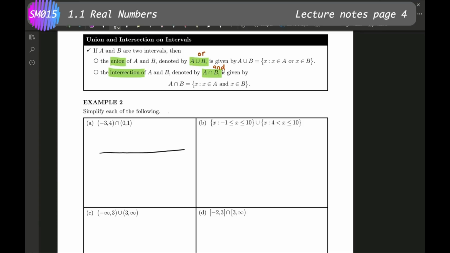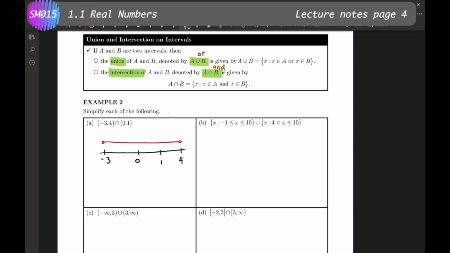Draw a number line, and we will arrange the numbers involved in ascending order. So what are the numbers involved? We have -3, we have 0, 1, and 4, somewhere here. And then, if it is an open interval, then the circle is an empty circle, right? So here, -3 until 4, empty circle.